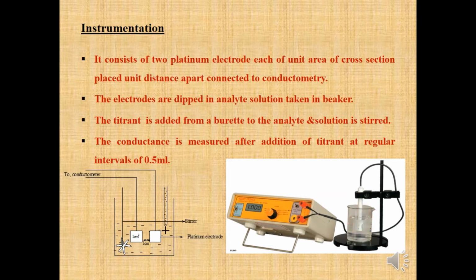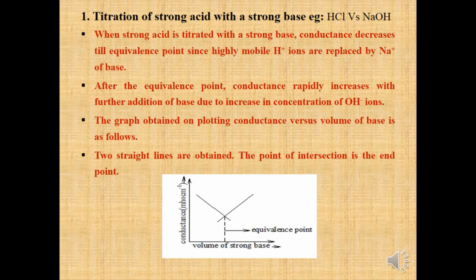There are three types of conductometric titration mentioned in the syllabus. So I will start with the first type of conductometric titration, that is titration of strong acid with strong base. Example is titration of HCl versus sodium hydroxide.